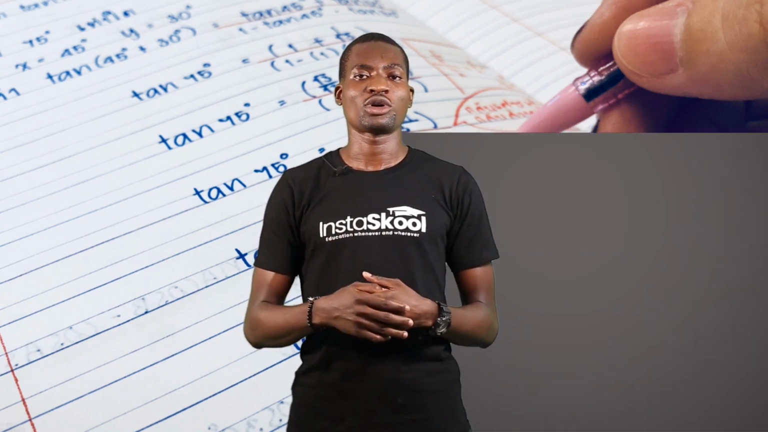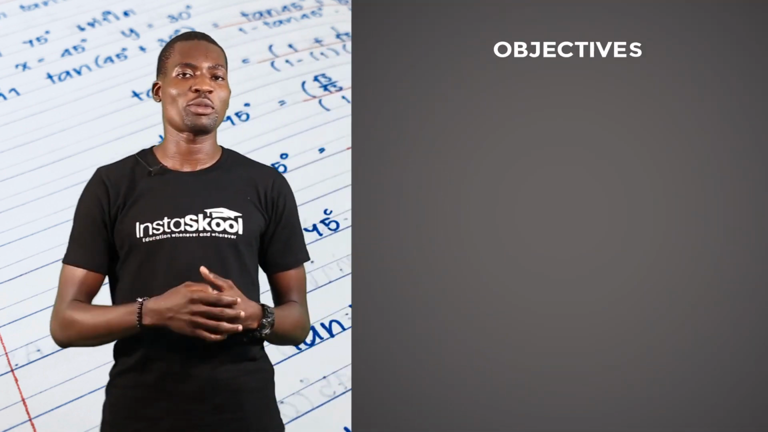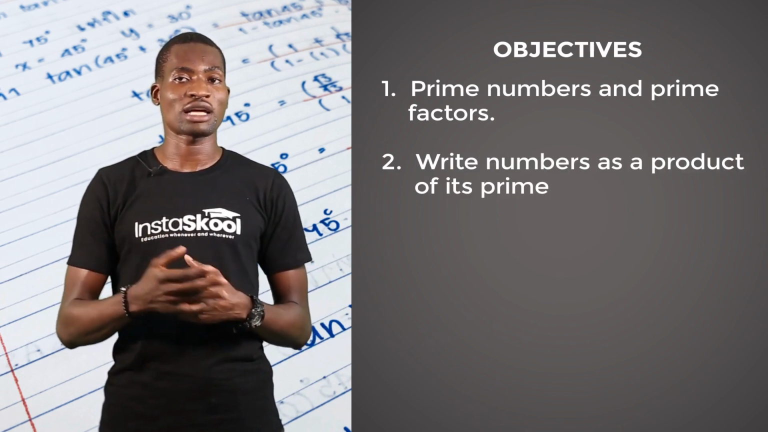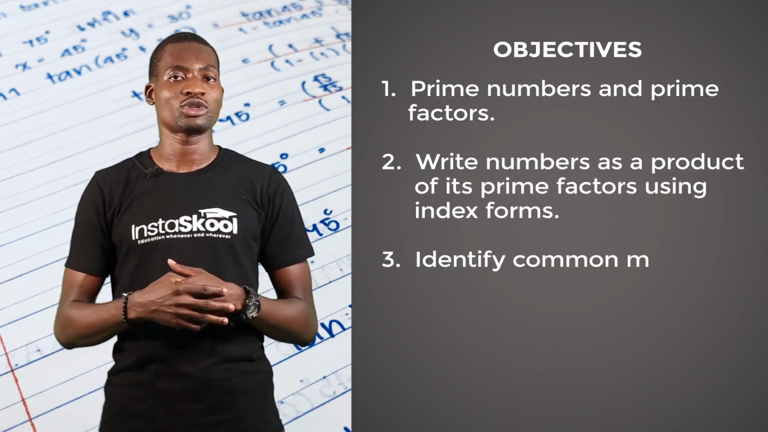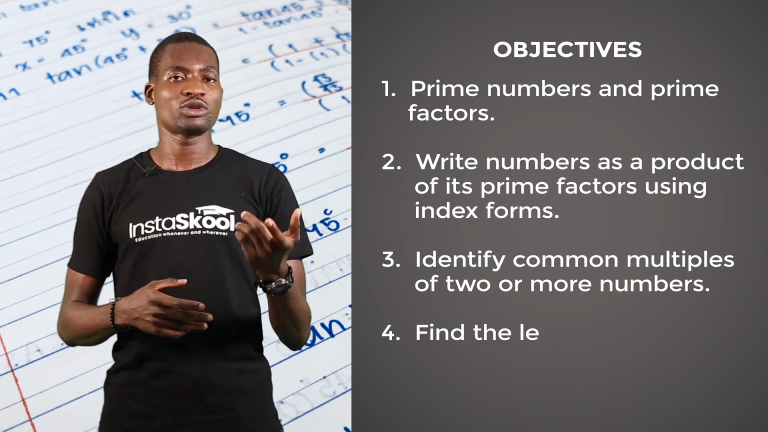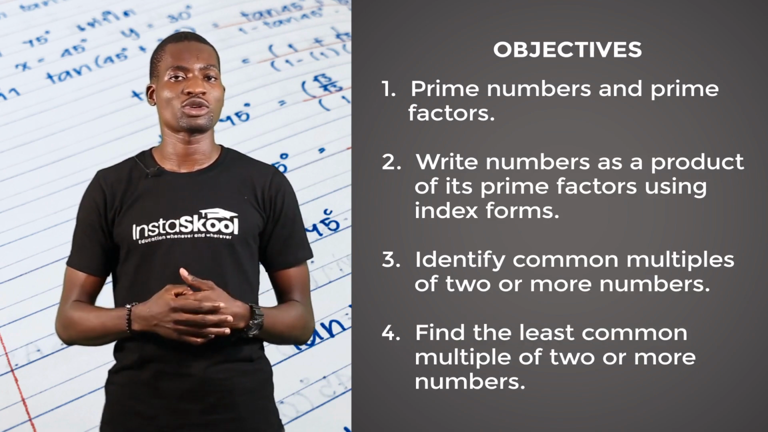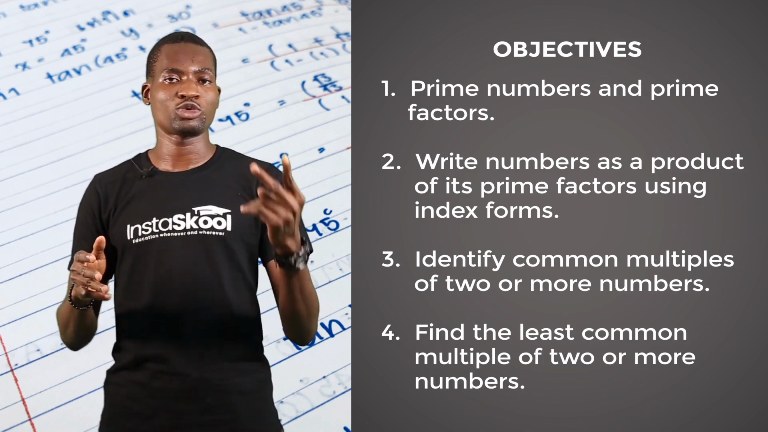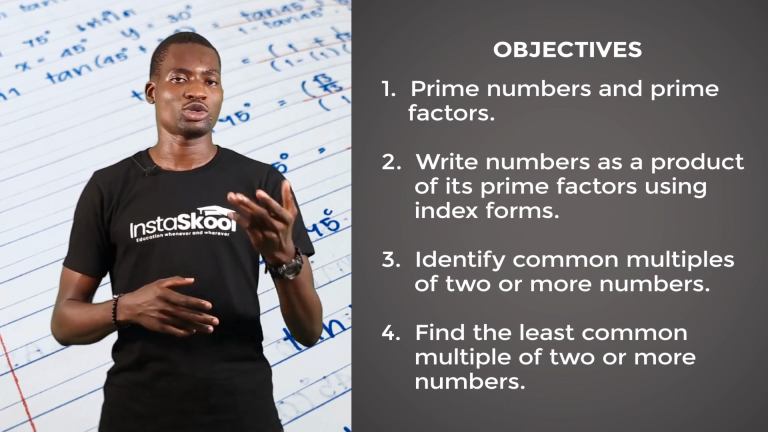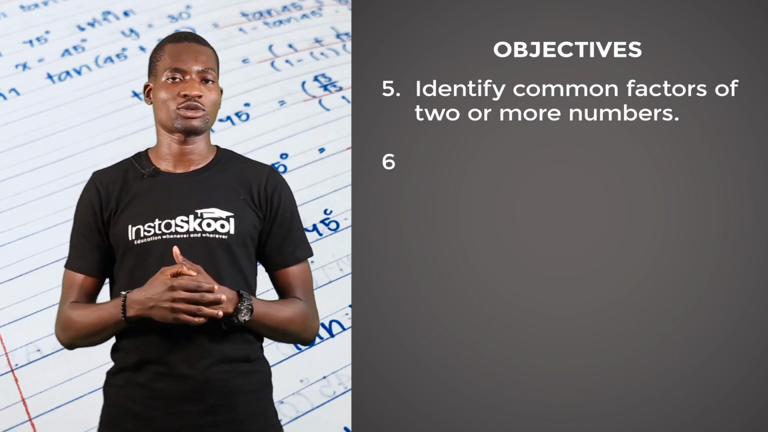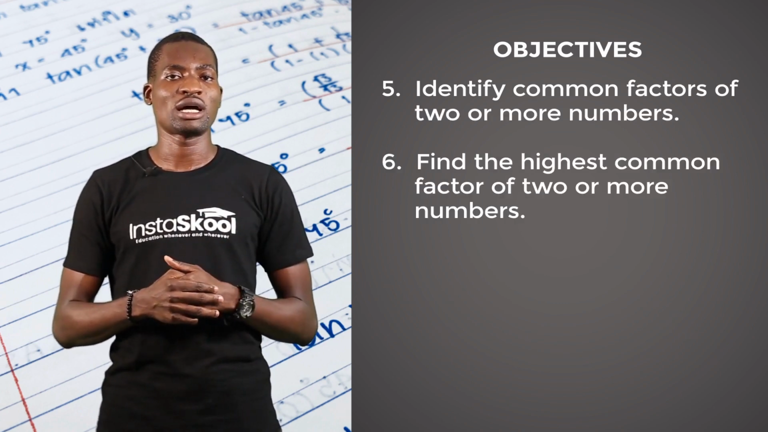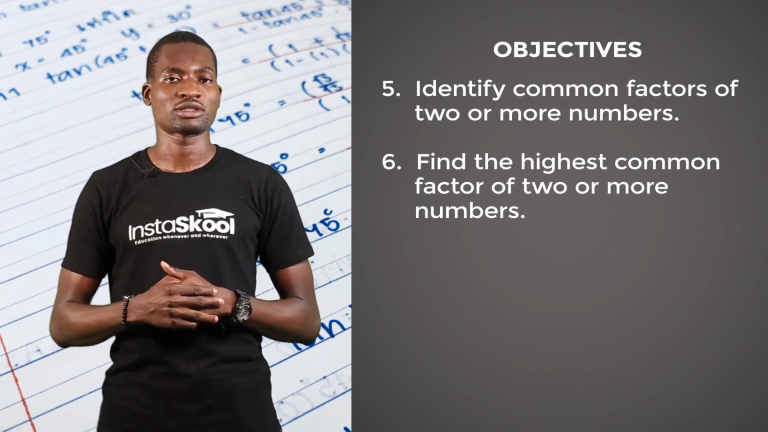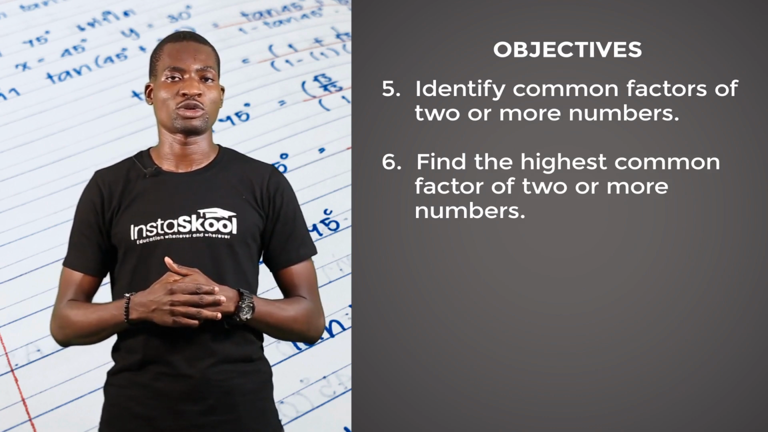In this lecture, we are going to learn about prime numbers and prime factors. We are also going to learn how to write numbers as a product of their prime factors using index form. We are going to identify common multiples of two or more numbers. We are going to be able to find the LCM of two or more numbers. You should also be able to identify common factors of two or more numbers, and finally, find the HCF of two or more numbers. Join me as we delve into the topics.